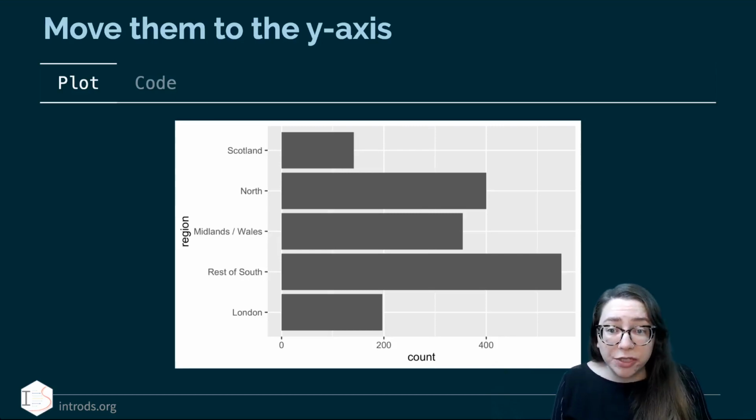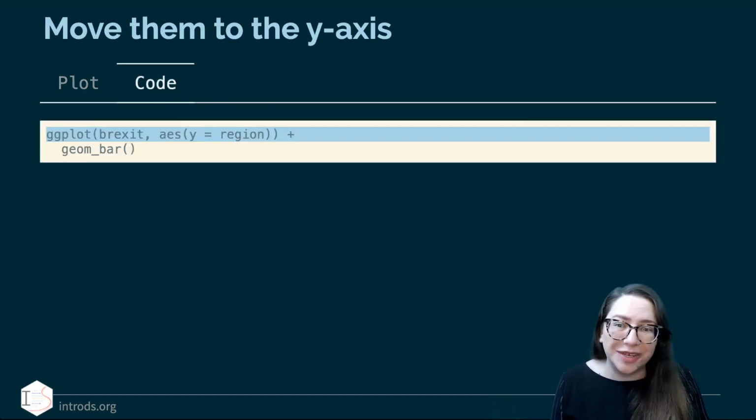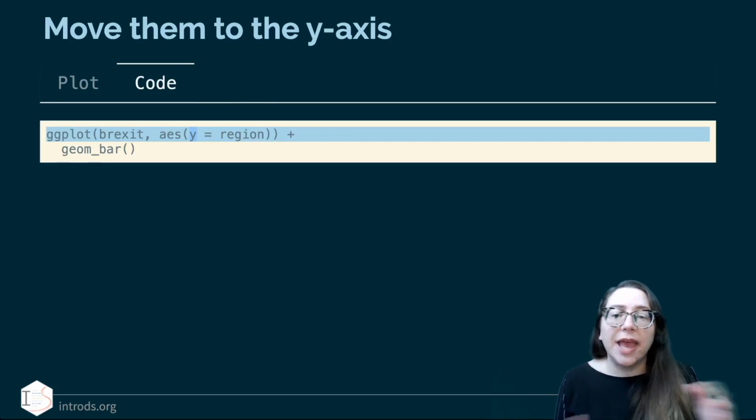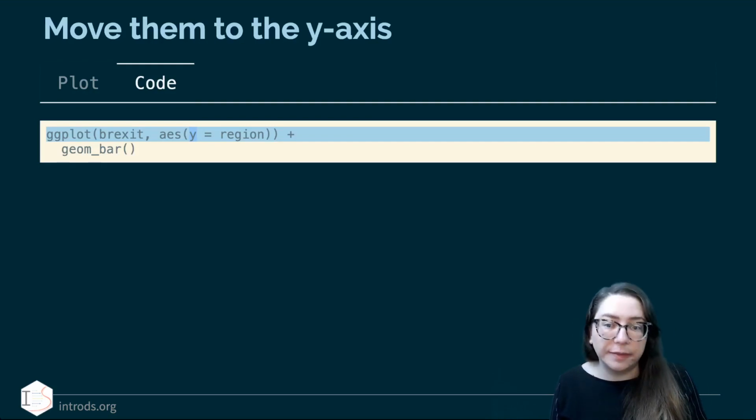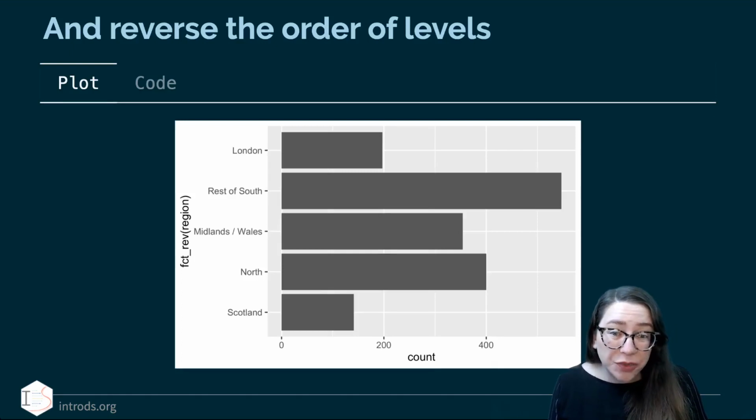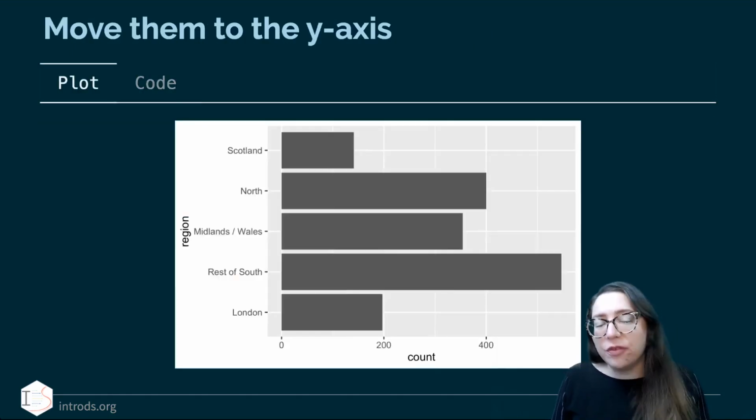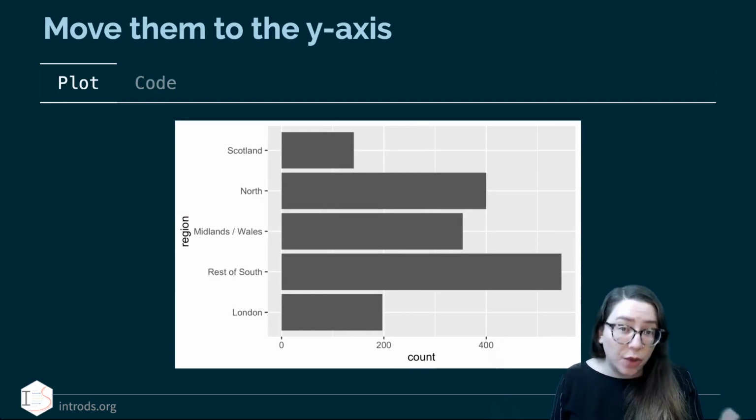How do we go about doing this? Hopefully this one is an easy one. We've simply changed the aesthetic mapping. So before we were mapping region to x, and now we're mapping it to y. We might then want to reverse the order of levels. So let me go back one more time. We went through all that trouble to reorder our levels, right, in the same order that YouGov had presented them, and also relabeling them to again match their presentation.